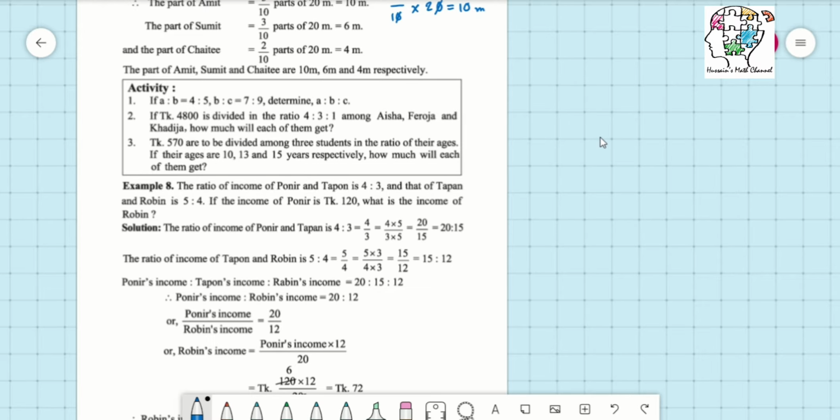Next, you can see there is a box like activity, and I hope you can solve question number 1 and 2, which are proportional division like example number 7, and also question number 3 like this question. So this 3 will be your homework. I hope if you practice you can solve these problems on your own.